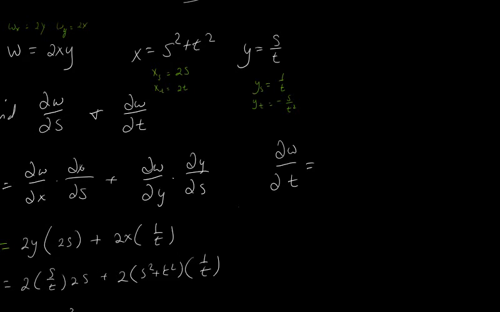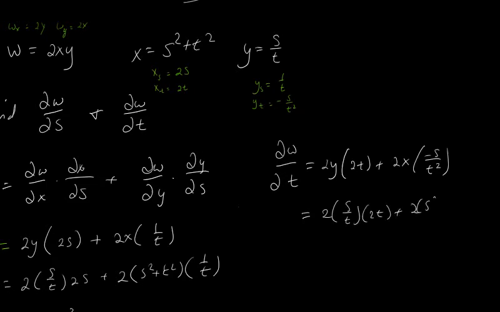All right, so this is going to be equal to the partial of w with respect to x, which is 2y, times the partial of x with respect to t, which is 2t, plus the partial of w with respect to y, which is 2x, times the partial of y with respect to t, which is negative s over t squared. So that's going to be 2 times s over t times 2t, plus 2 times s squared plus t squared times negative s over t squared.